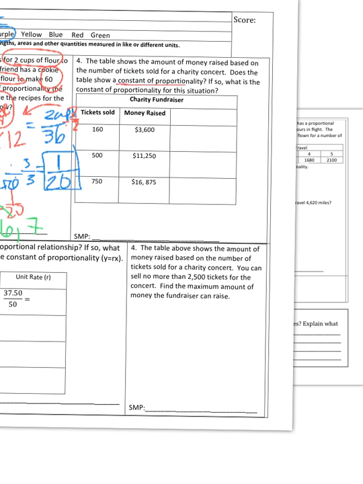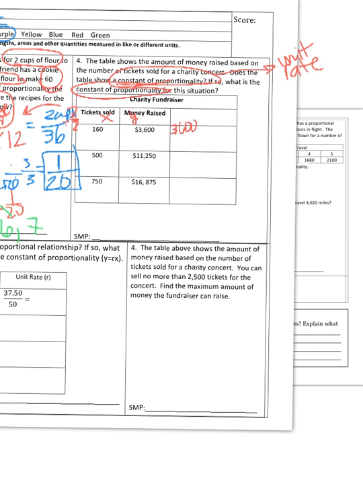So something I want you guys to keep in mind when you see constant of proportionality, that's just a fancy way of saying unit rate. So it wants you to calculate the unit rate, see if it's the same for each case, and if it is, that's the constant of proportionality. So remember, when we read a chart, it's y to x.